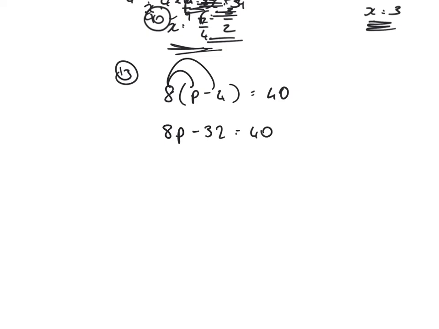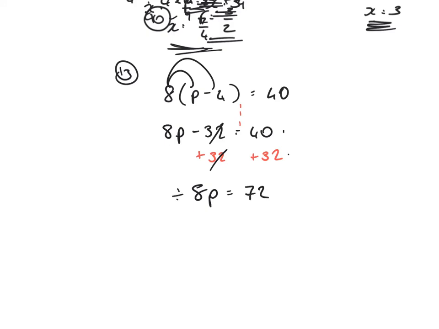Example 13. 8 bracket p minus 4 is equal to 40. Okay, 8 times p is 8p, 8 times minus 4 is minus 32, and that is equal to 40. Okay, so letters to the left, numbers to the right. 8p is okay, that should be on the left hand side. 40 is okay, that should be on the right hand side. To get rid of minus 32, I need to add 32 to both sides. That eliminates that. Leaves me with 8p equals 40 plus 32 is 72.